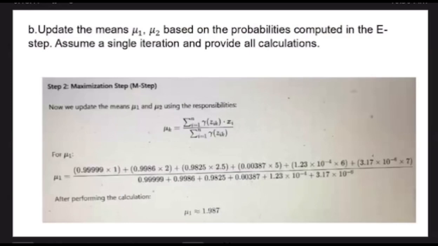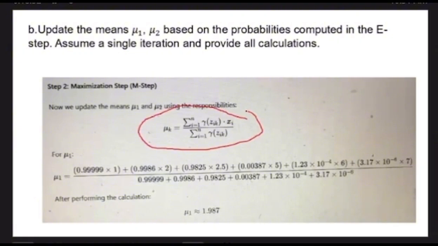Update the means mu1 and mu2 based on the probability computed in the expectation step. You know what we just finished is just the expectation, right? We now want to come into the maximization angle, assuming a single iteration and providing all calculations. I know there's going to be so many iterations, but I only need the first iteration. Does that make sense? If I want to go by that, this is the formula for the update.